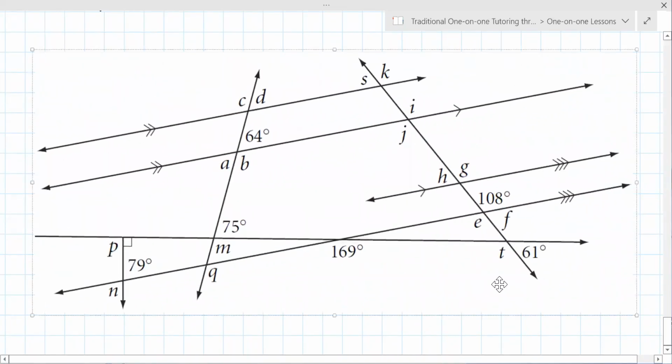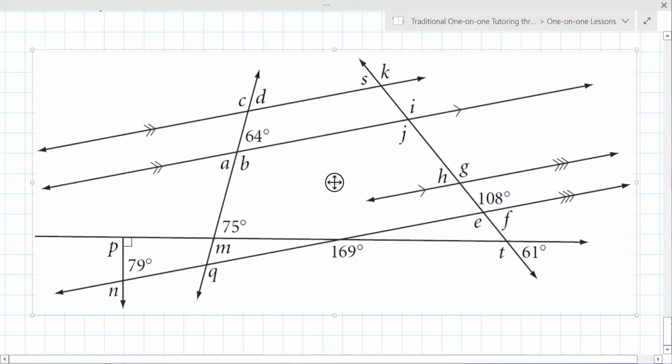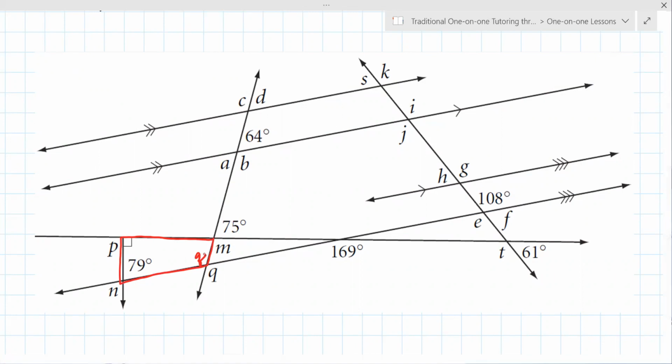Okay, so we're up to Q, and your attention needs to be on this thing right here, because Q is also right here. Why is Q also right there? What's the reason for that? It is a vertical angle. And then 75 is really right there, 75, also by vertical angles.